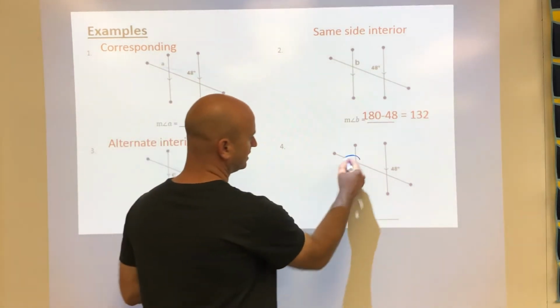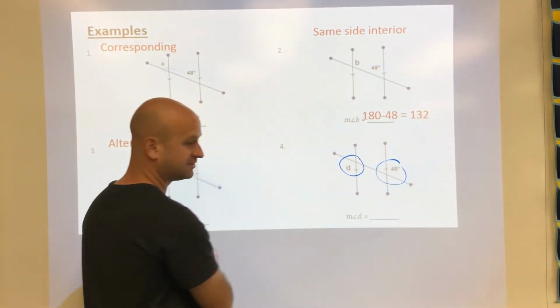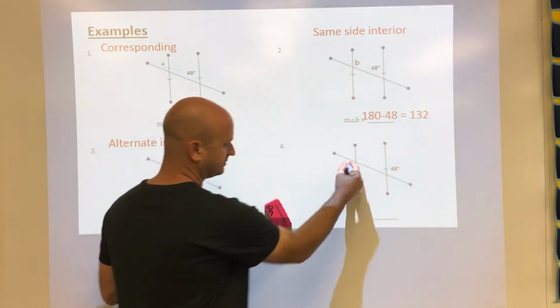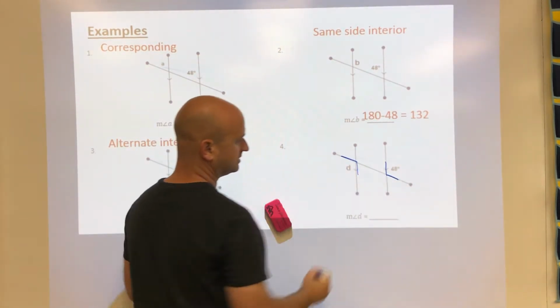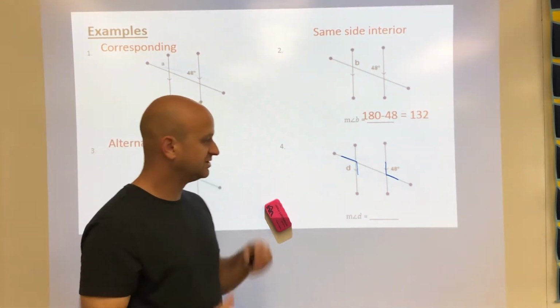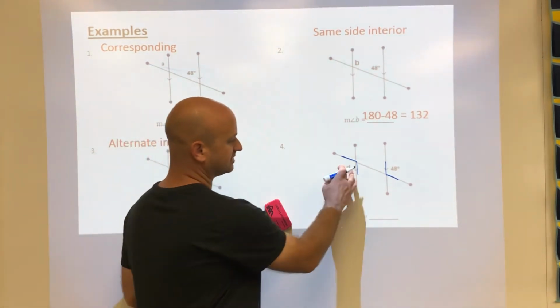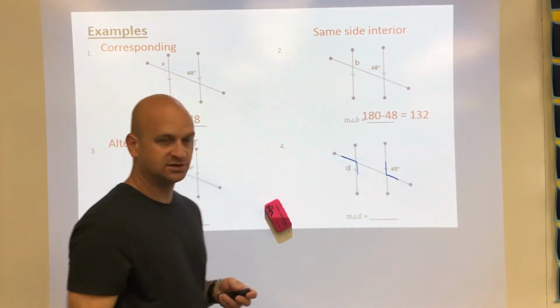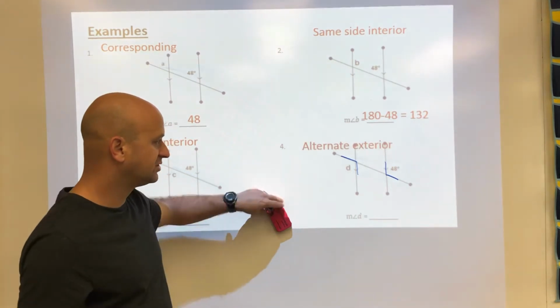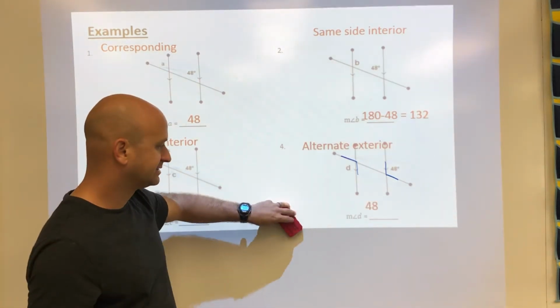Over here, again, we do the circle test and find out that they're not at the same seat, so we can get rid of corresponding, and then we check to see the size. And in this case, the size is the same, so we know the answer is going to be 48. But if we were to name it, we have to look, and we notice that they're both exterior, and they're alternating on the transversal. So this will be an alternate exterior, and the answer will be 48.